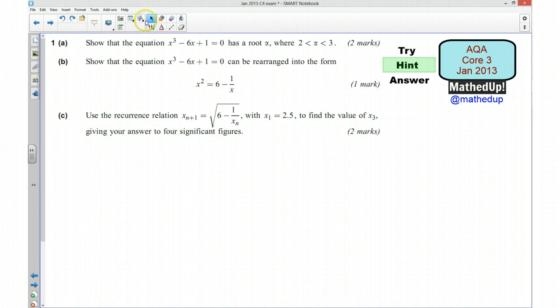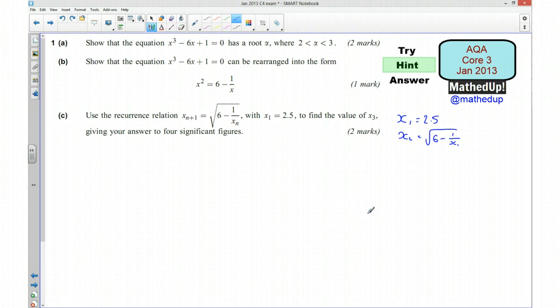Now what you want to do is use an iterative method here, where you're going to start off by saying you know that x1 is equal to 2.5, and according to this, x2 is going to be equal to the square root of 6 take away 1 over x sub 1, and then you can carry on that until you get to your third value, and you need to say what that value is to 4 significant figures.